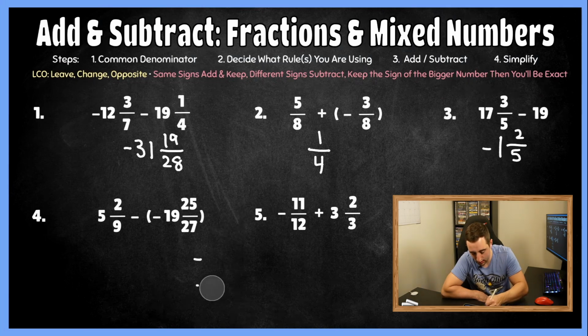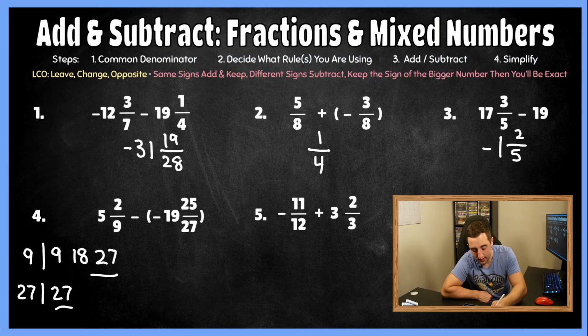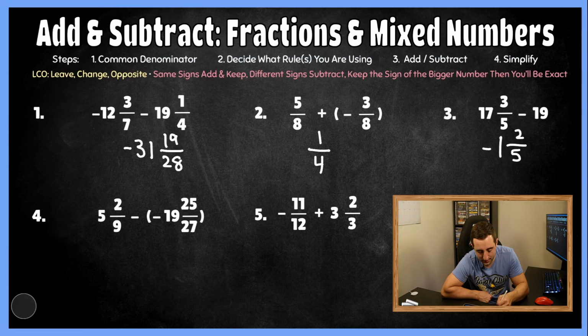And now let's go ahead and take a look at number 4. Again, I don't see a common denominator, so let's figure out what that is by utilizing least common multiple. So we have 9 and 27. Write out the multiples of 9. Well, 9, 18, 27, and we only have to go one multiple for 27, and we find our match. So for 19 and 25/27, we don't even have to change that denominator at all.